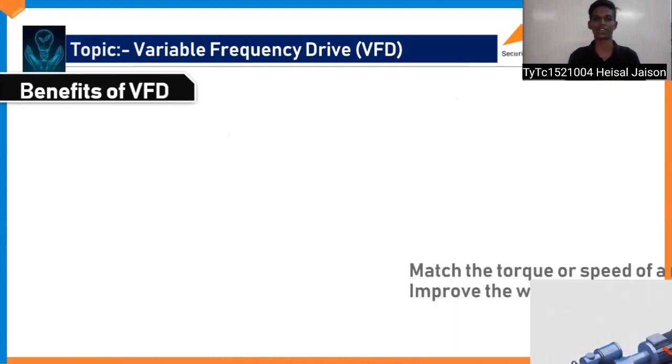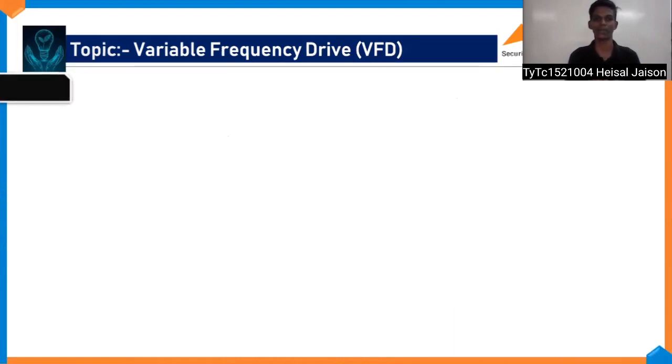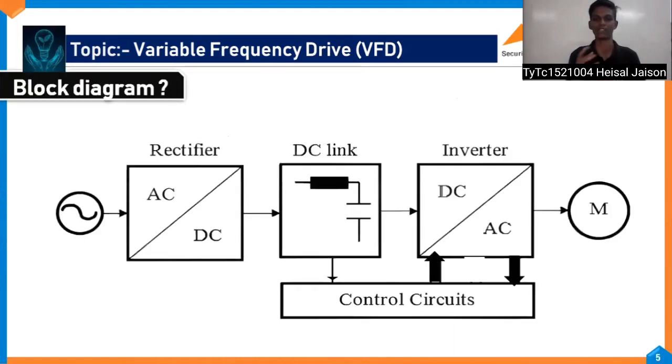Next we can talk about the block diagram. The block diagram of the VFD is very simple, mainly three to four blocks. The input is AC and the output is fed to the motor. Below you can see three main blocks: rectifier, DC link, and inverter. There is also a control circuit, which is used to control the pulse or frequency of the inverter AC. First the AC is given as input to the VFD.